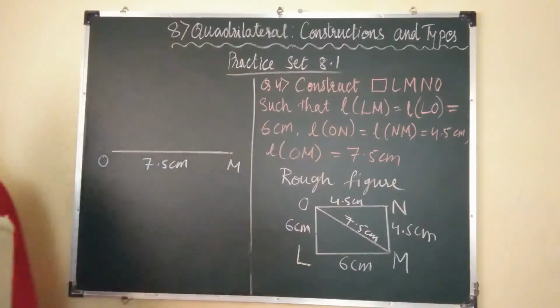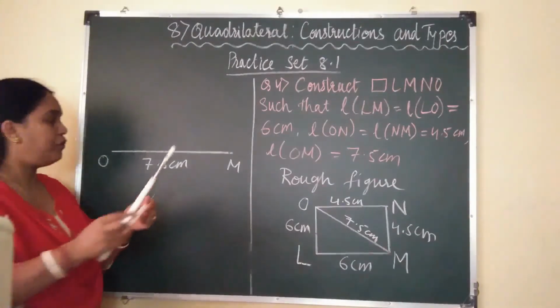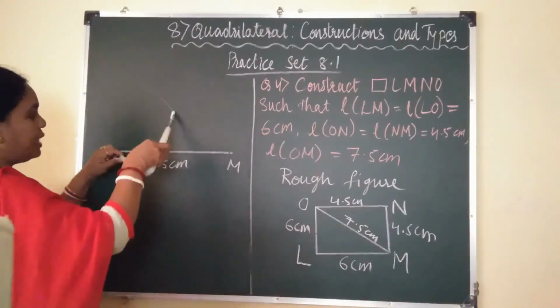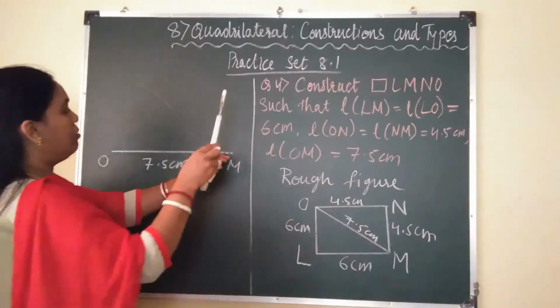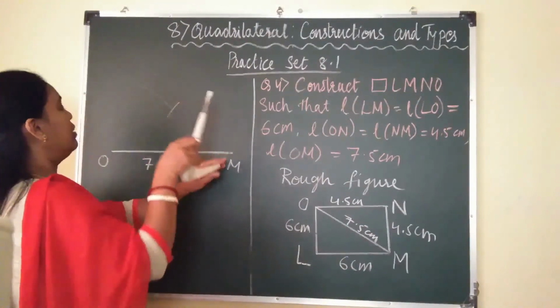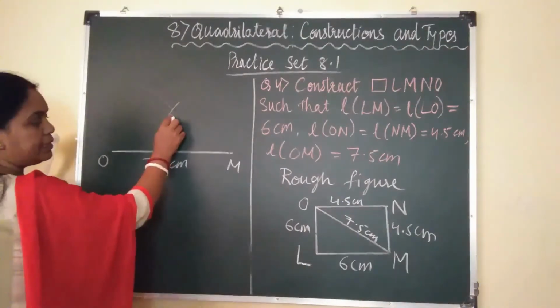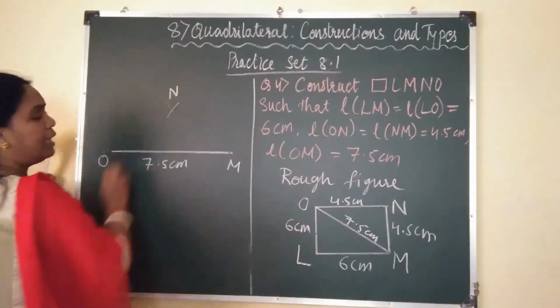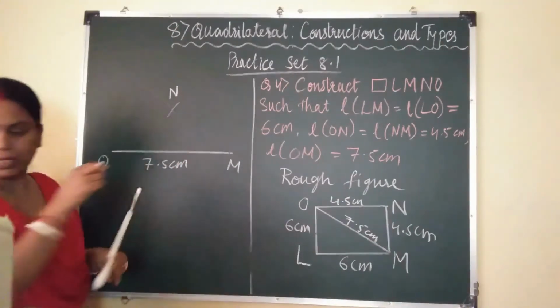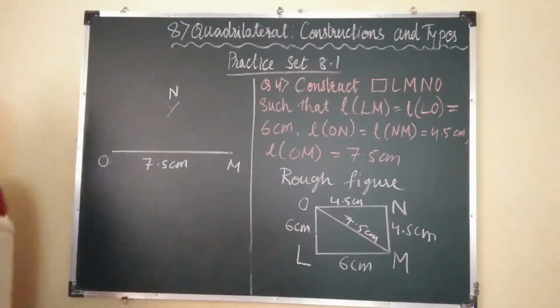So you will take the measurement in your rounder using the scale. So from O, it is here 4.5 centimeters. From N, it is 4.5 centimeters. Where the two arcs are intersecting, that point is N. Join ON, join MN with the help of your scale.